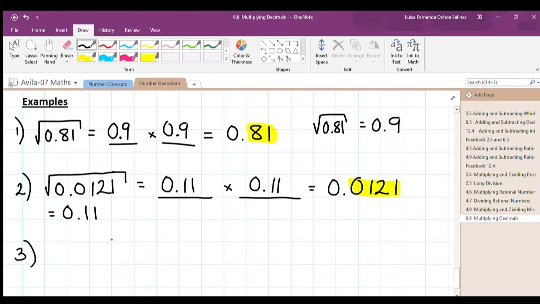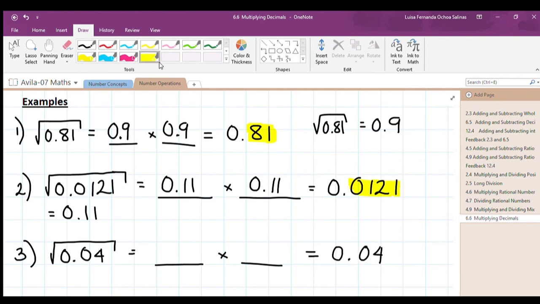Let's do this one. Square root of 0.04. Good. So which decimal number am I multiplying twice so that when I get my answer I get 0.04? How many decimal places? 2. So I know that each one is going to have only 1. And I have a 4. So that means that my answer is going to be 0.2 and 0.2. So my answer here is 0.2.